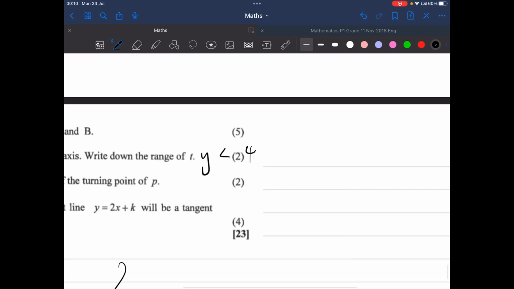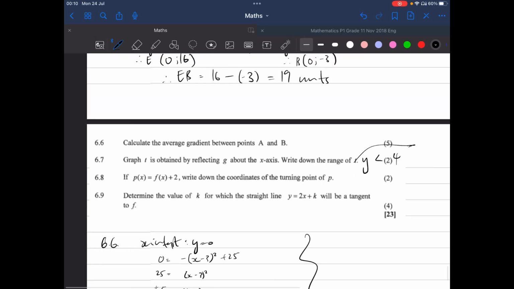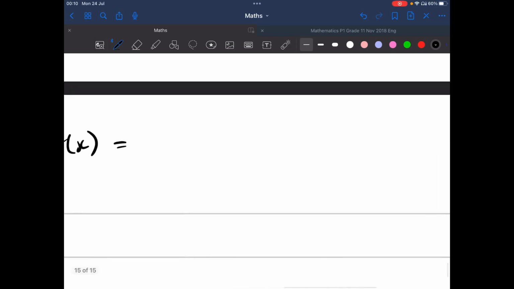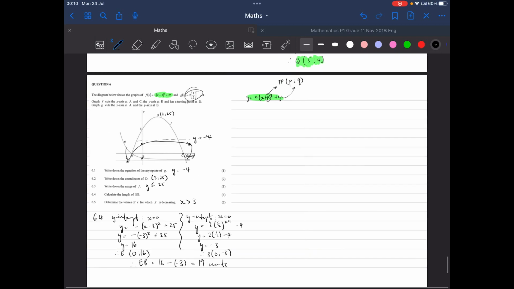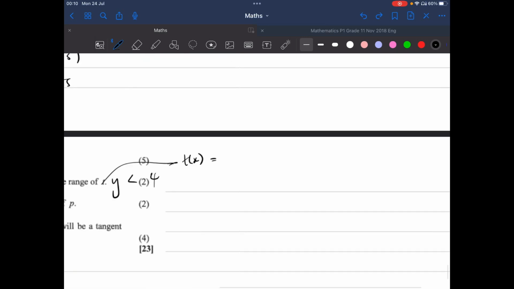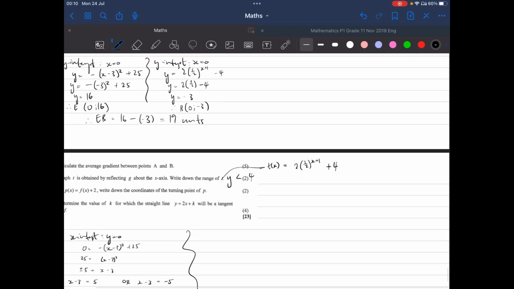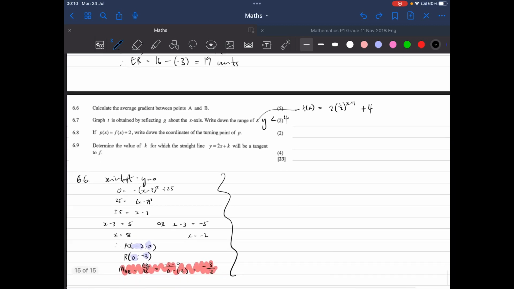And let's just write down what T of x actually is. So T of x is equal to, the first part is exactly the same, 2 times 1 over 2 to the x plus 1. But now instead of saying minus 4, we're going to say plus 4. Okay, so that's how we got to that point there.